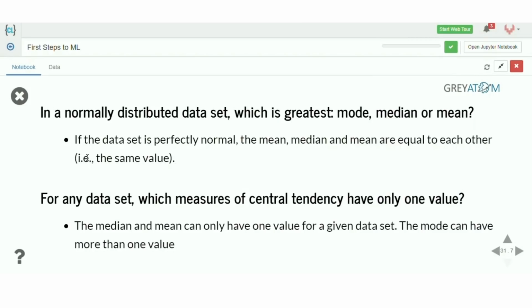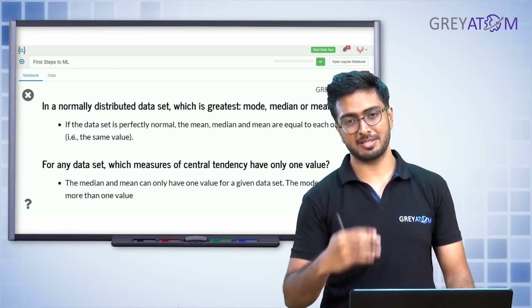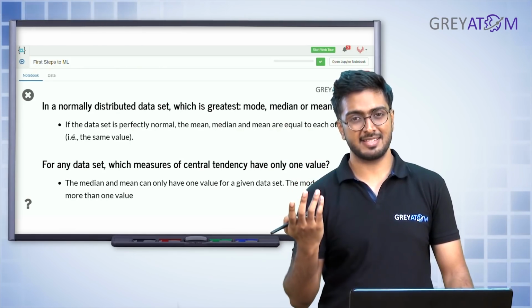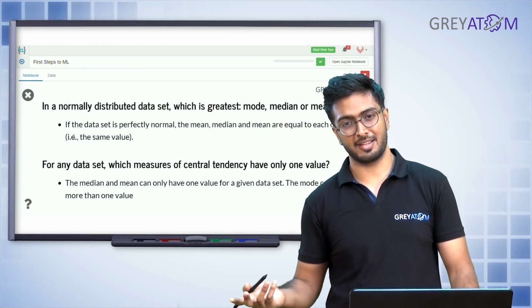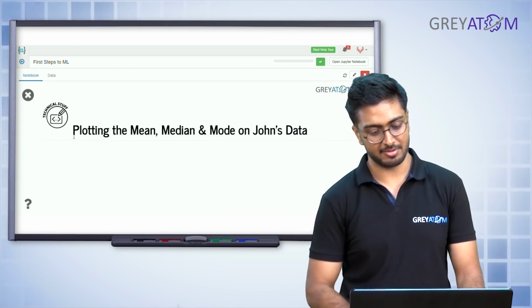For any data set, the measures of central tendency have only one value for median and mean, but not for mode. Mode is basically the value that occurs the maximum number of times. Now in case there are three values which occur equally often, then all three are modes, right? So then it's a trimodal distribution.